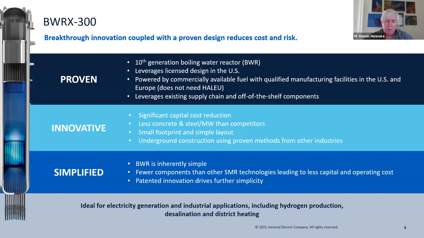Mainly, the thing about the BWRX-300 is it's simplified over previous designs, even over the ESBWR. And this results in about 20% of the total of a typical boiling water reactor. And less, we'll call it safety footprint, a smaller amount of components we have to protect from, say, a seismic standpoint or high winds, and so less capital costs, less operating costs overall.